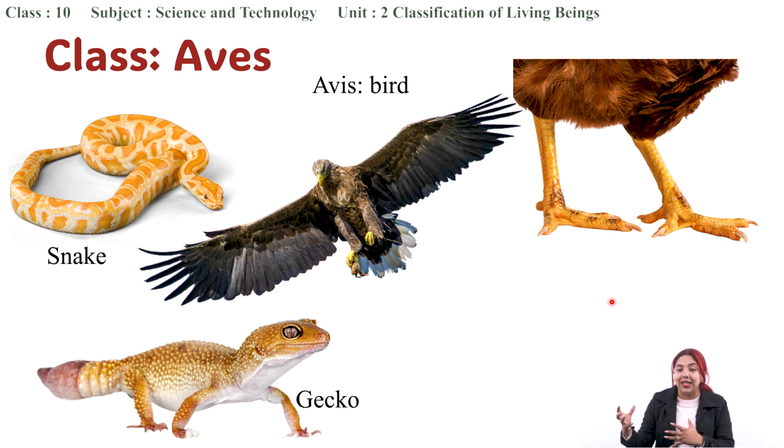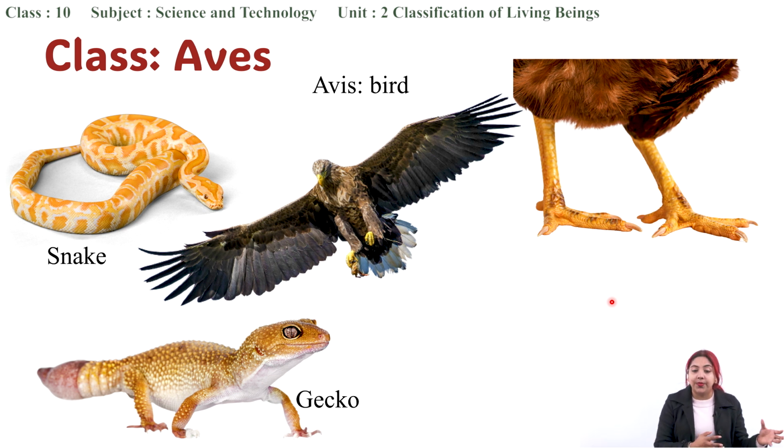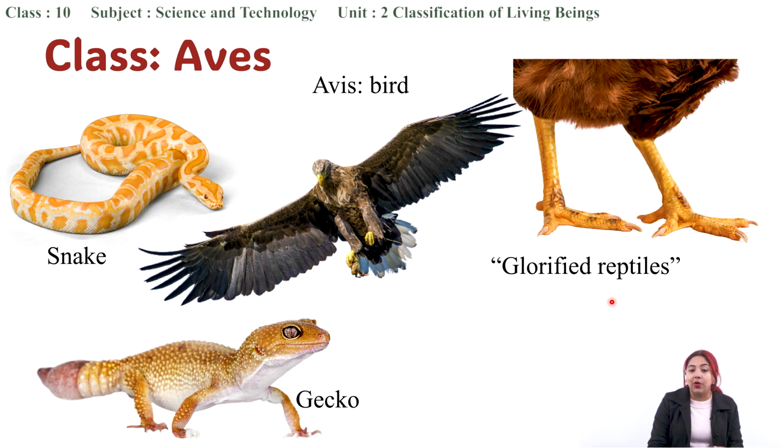Now aves evolved from reptiles, and they have more advanced characters than the reptiles. So that is the reason why birds are also called glorified reptiles, because they have more advanced characters in addition to the characteristics of the reptiles. That's why they are also called the glorified reptiles.